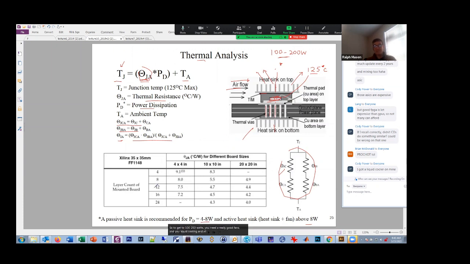Another thing to note is this theta JA, this thermal resistance, depends on how big the board is, and it also depends on how many layers there are in the board, because these layers allow it to dissipate the heat better. So for a small board with very few layers, it's pretty high. If you have a large board with a lot of layers, then this thermal resistance drops down and it can dissipate more power. Anyway, that's a little bit about thermal analysis.